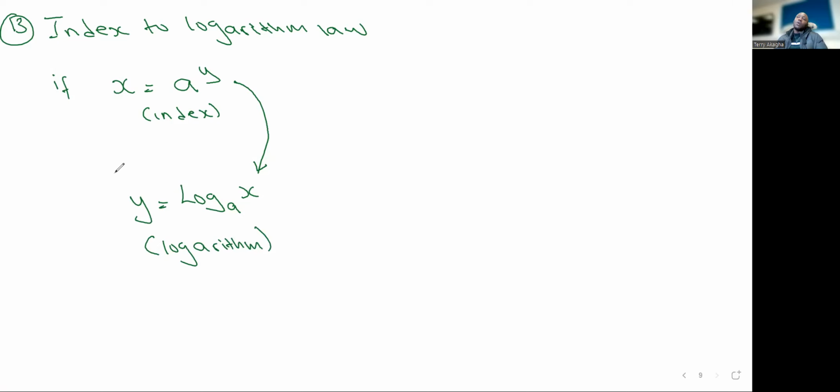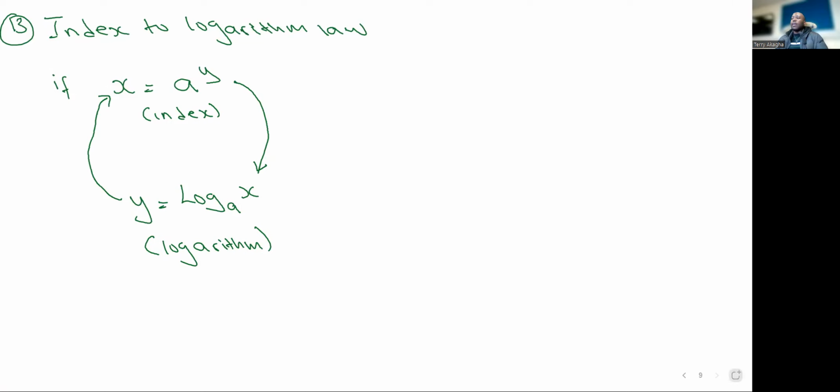And also, you can move from logarithm back to the index. So a raised to power y is equal to what? x. Is that okay? So in this case, you can go both ways. You can go from index to logarithm and logarithm back to what? Index. All right? That is that for that.